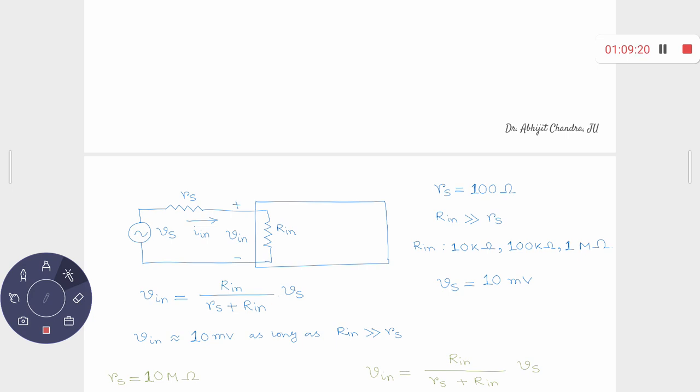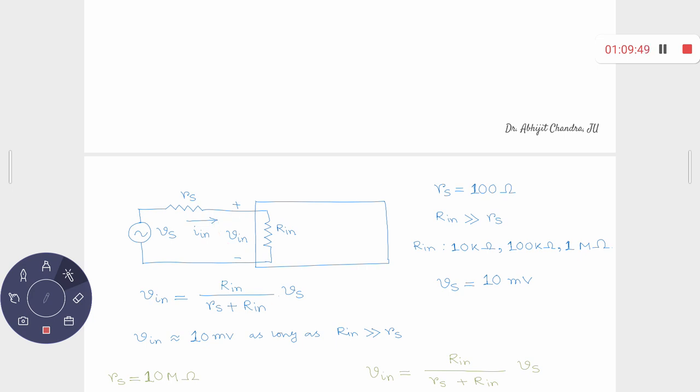10 kilo ohms, that means it's 100 ohms, 10 kilo ohms, that means how much? 100 times more. 100 times more, here you have 1000 times more, then you have 10,000 mega ohms. So much, much greater. Vs is equal to 10 millivolt here. What will be the voltage present over there, which is actually the input of the amplifier? Vs is the actual input signal which you have applied. And Vin is the actual signal which is getting coupled.